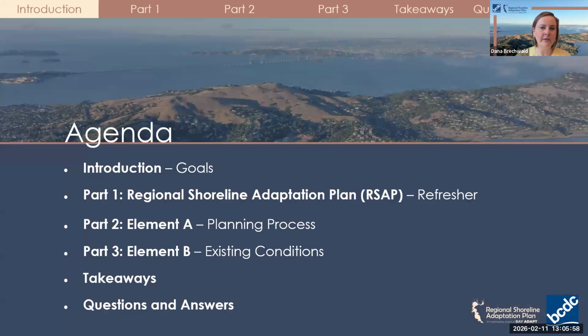So here's what we'll cover in today's session. Now we're giving you a little introduction and goals for the webinar. Next, in part one, we'll provide a quick refresher on the Regional Shoreline Adaptation Plan, or RSAP, to just ensure we all have the same context for the rest of the webinar. In part two, we'll dive into element A, the planning process, and then part three will be element B, existing conditions. We'll walk through what each element includes and how to approach each of these elements. We'll wrap up with key takeaways from the session and then open the floor for questions and answers.